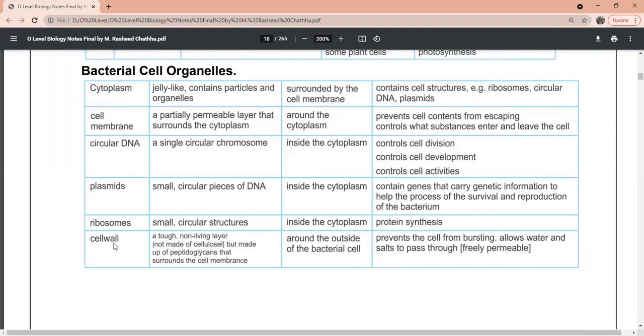Cell wall: a tough non-living layer, not made up of cellulose, but made up of peptidoglycans, that surrounds the cell membrane. This is around the outside of the bacterial cell, and it prevents the cell from bursting, and allows water and salts to pass through it. This is also a fully permeable membrane.